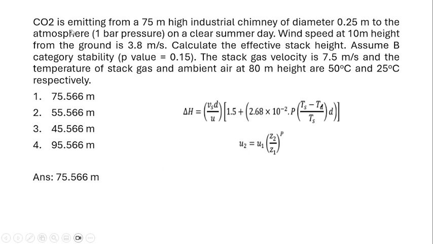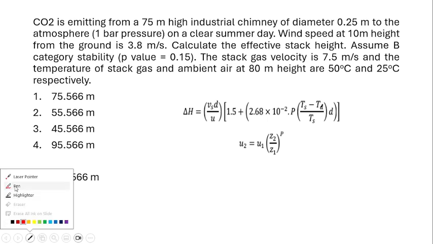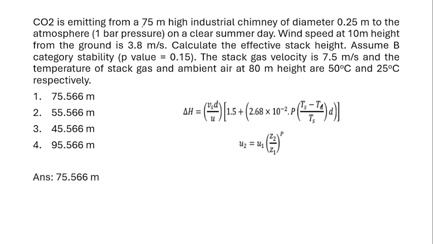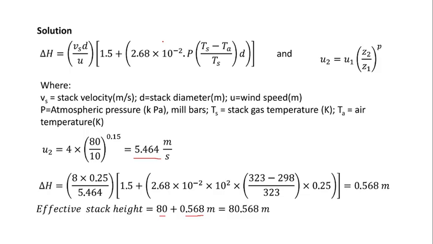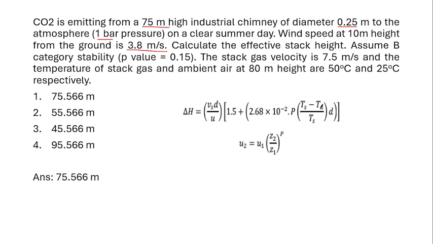I will read the question once again. The carbon dioxide is emitting from 75 meter. So this is one difference. Previously it is 80 meter. Now it is 75 meter. High industrial chimney of diameter 0.25. It is same to the atmosphere of 1 bar pressure. That is also same on a clear summer day. Wind speed at 10 meter height from the ground is 3.8. So 3.8, that is different. So at 10 meter, wind speed is 3.8 meter per second.